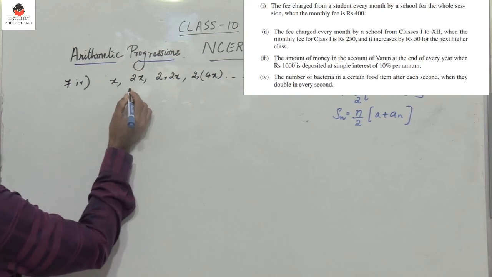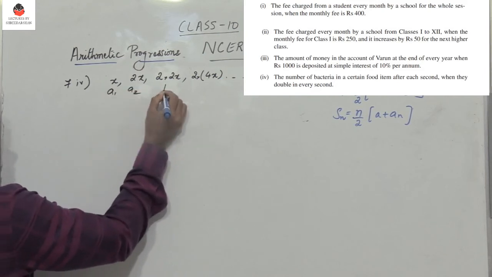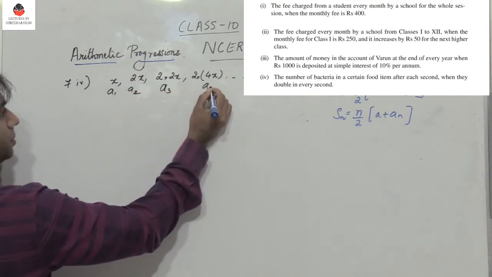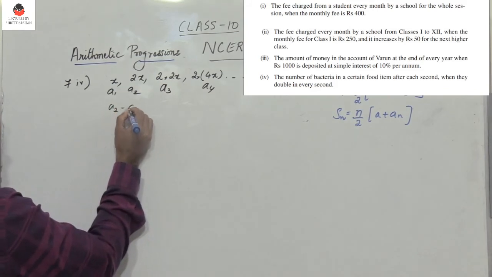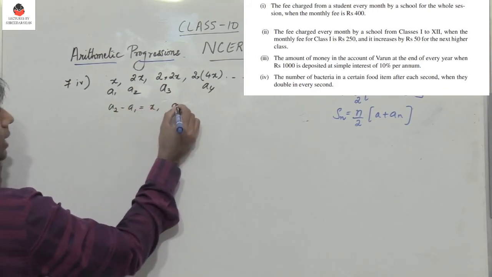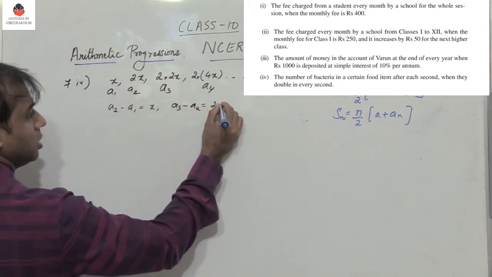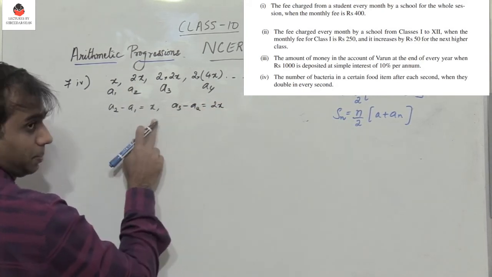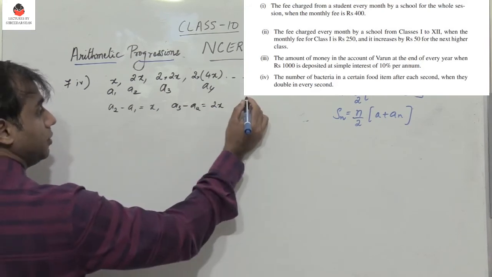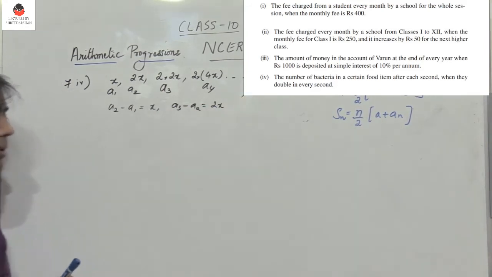So here let's find out the common difference. A2 minus A1 is x, A3 minus A2 is 4x minus 2x, which is 2x. So the common difference is not the same. The difference is not the same. So definitely this is not in arithmetic progression.